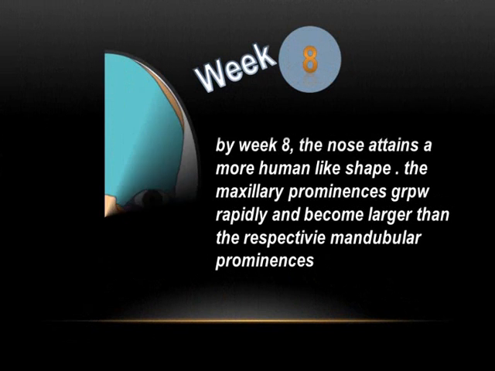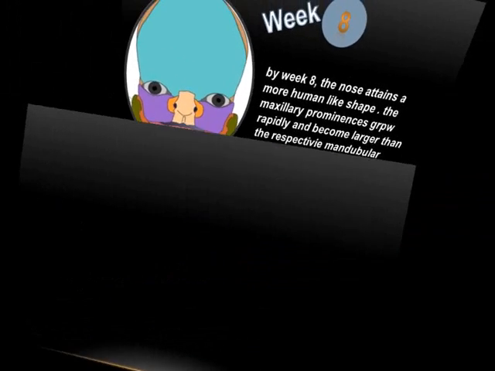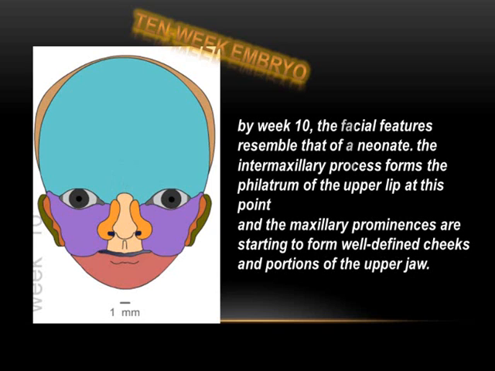Week 8. By week 8, the nose attains a more human-like shape. The maxillary prominences grow rapidly and become larger than the respective mandibular prominences. The 10-week embryo. By week 10, the facial features resemble those of a neonate. The inner maxillary process forms the philtrum of the upper lip at this point, and the maxillary prominences are starting to form well-defined cheeks and portions of the upper jaw.